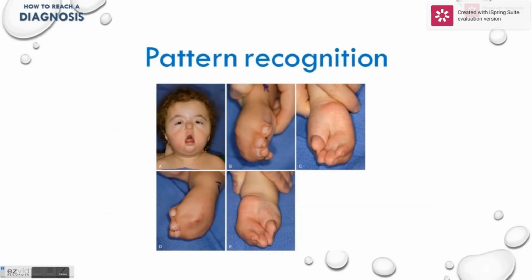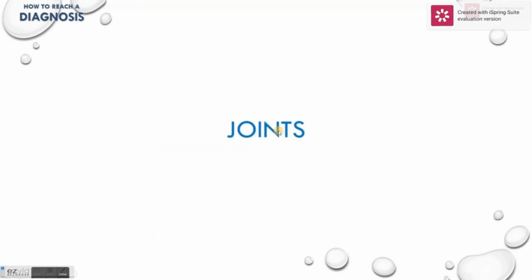Better recognition. You recognize this child has midface hypoplasia, a tented upper lip, down-slanted eyes. He has craniosynostosis and severe syndactyly. By recognizing this pattern, you can make a diagnosis of Apert syndrome.